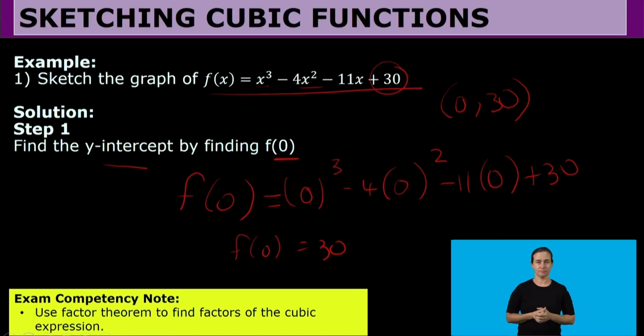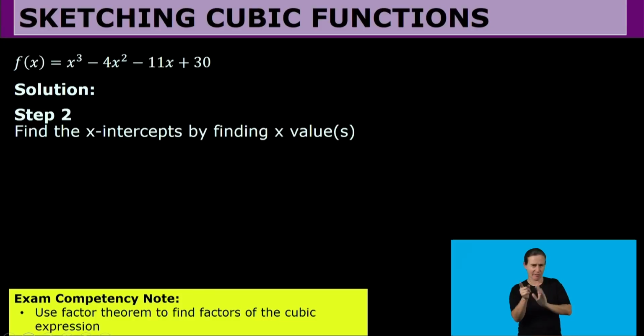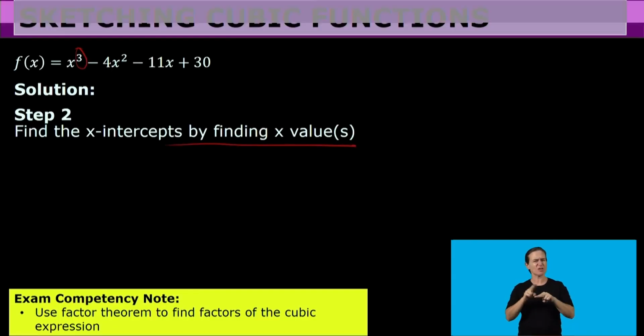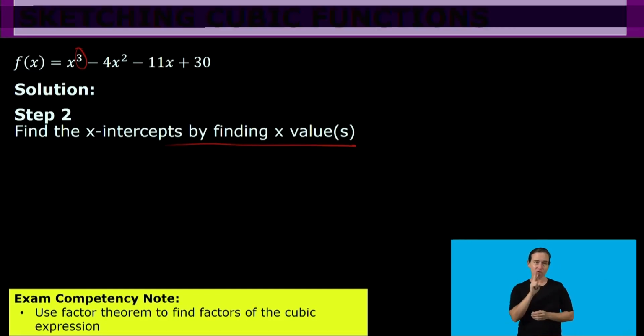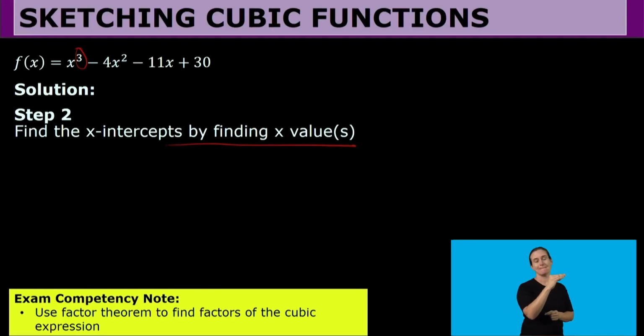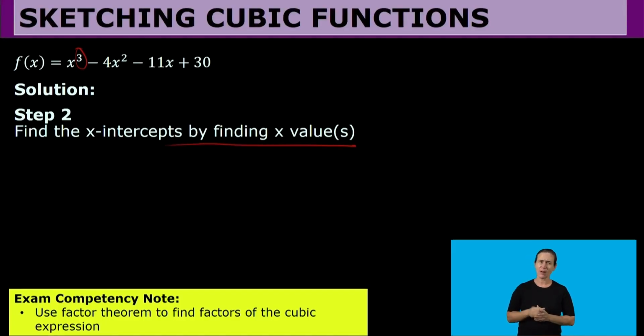The next essential step is to find the x-intercepts. How do we find where the graph cuts the x-axis? Remember, when we're talking about cubic functions, there are generally, not always, but generally, 3 x-intercepts. The power here tells you how many roots you should have. So how do we find them? We have to use the factor theorem, which we learn in grade 11.